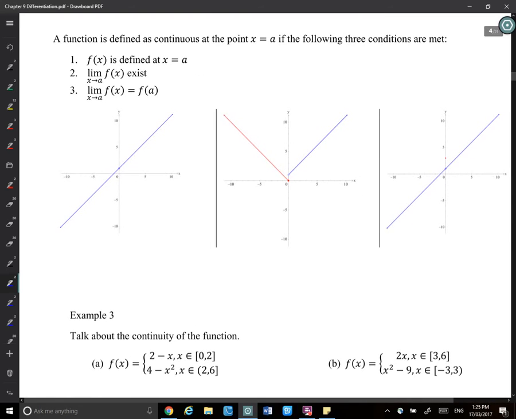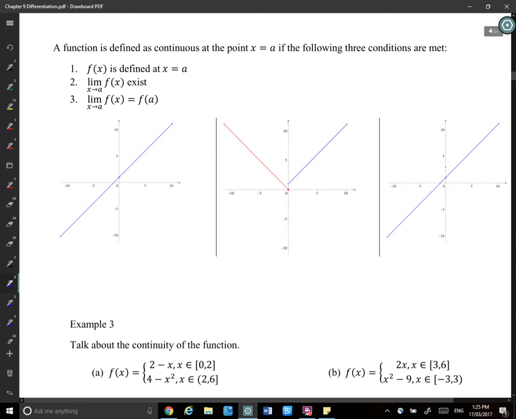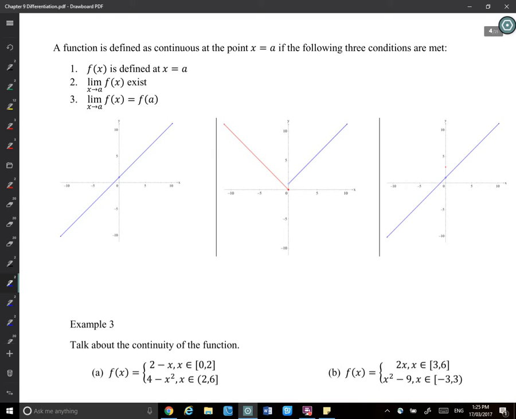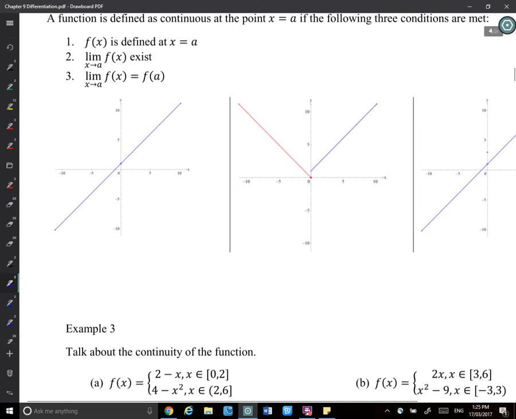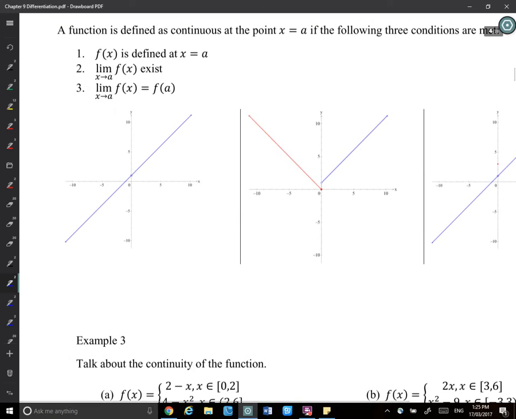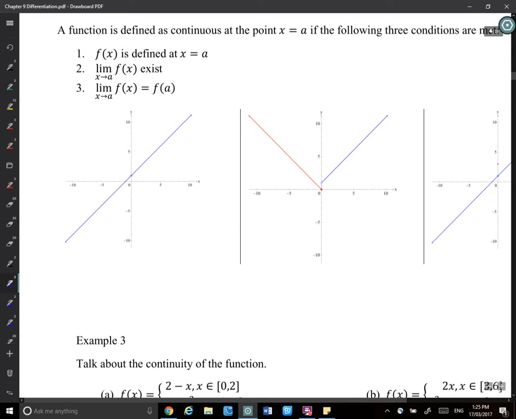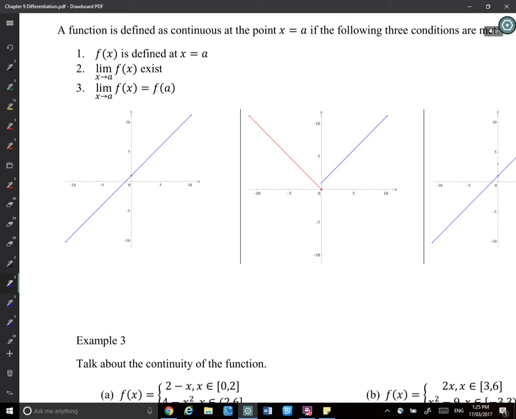In theory, if I ask you the reason why this graph is not continuous, you can't say it's because the graph is not connected. You need to talk about the three things and say which one failed. Number one, f(x) must be defined at that point a. If it's not defined, it cannot be continuous for sure. The second thing, the limit must exist. If there's no limit, it can't be continuous for sure.